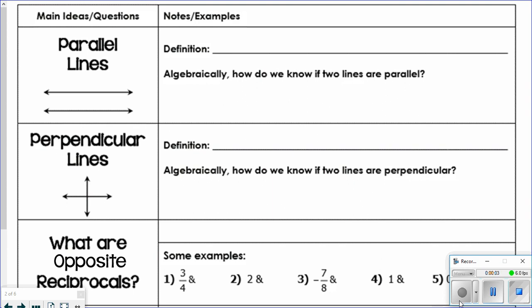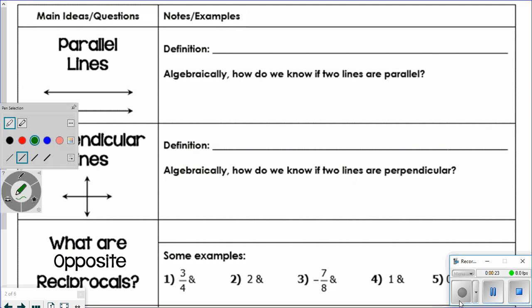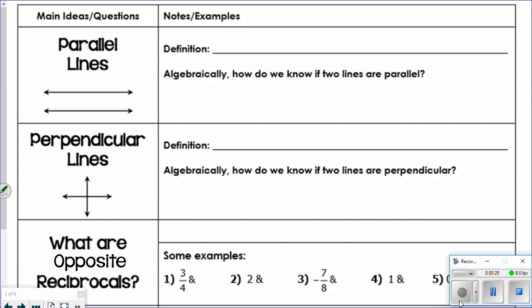We are going to go over a few notes just to reiterate what we talked about previously about parallel and perpendicular slopes, and then you will practice this and turn this in. So parallel lines are lines that never intersect.